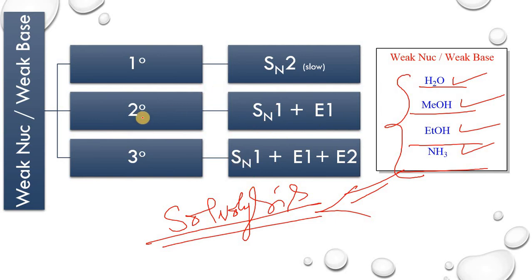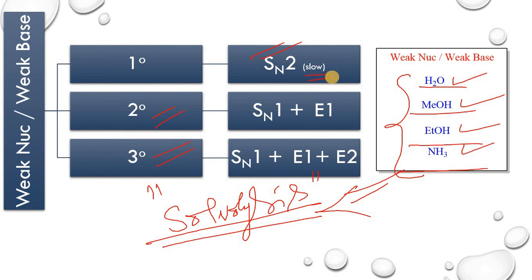So, in case of secondary and tertiary, there is a formation of stable carbocation. So that's why there is a solvolysis in presence of these weak nucleophiles or weak bases. In case of primary, the primary carbocation is highly unstable. So there should be SN2 type of mechanism. There should be formation of 5-coordinated transition state. There should be SN2 type of mechanism. But the reaction is very slow.